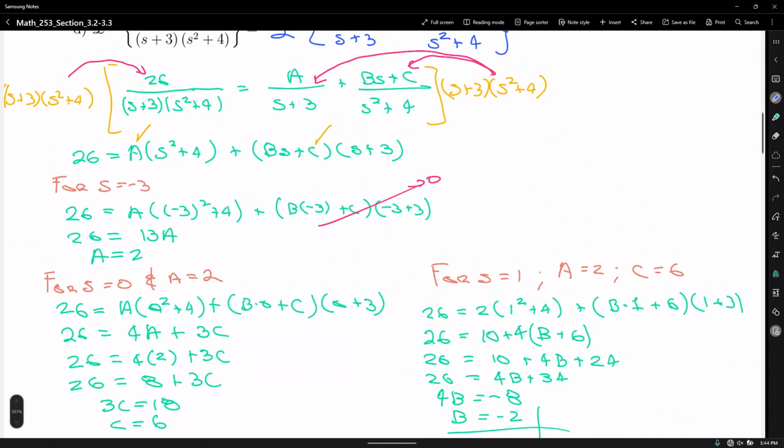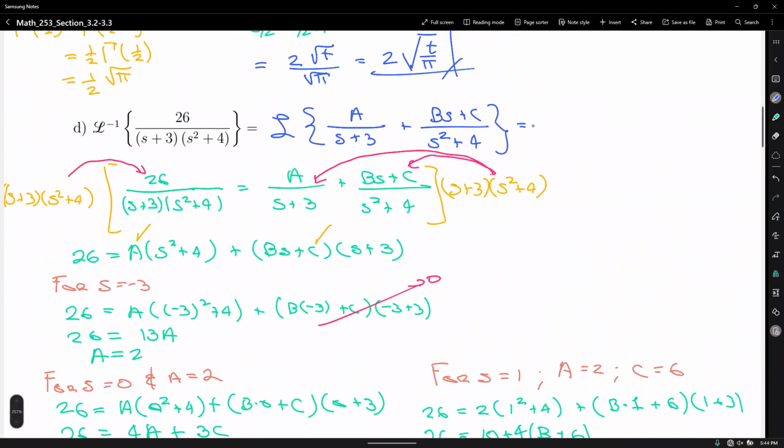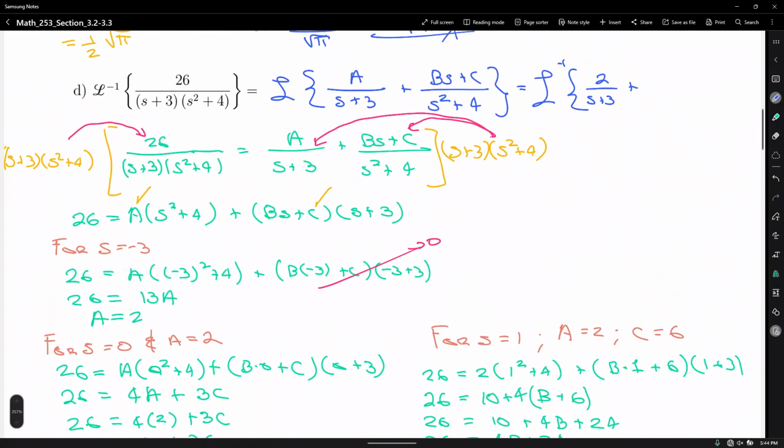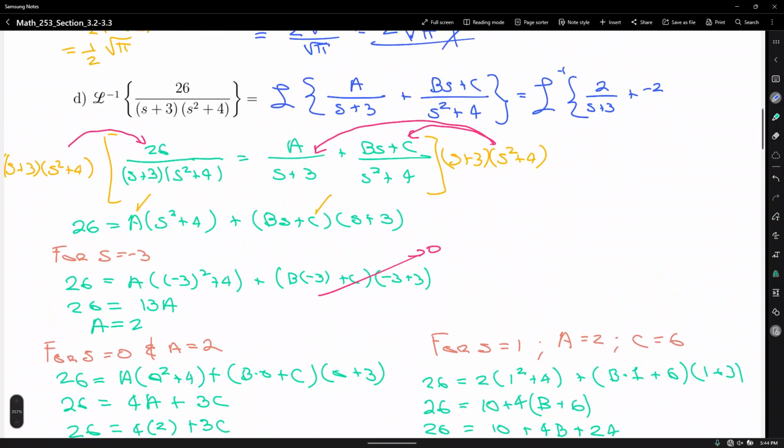So we'll find the inverse transform of, what was a? Isn't that 2? 2 over s plus 3, plus b. What was b? b equals negative 2, and plus 6. So negative 2s plus 6 over s squared plus 4. Okay, I don't think I'm going to have enough space here.